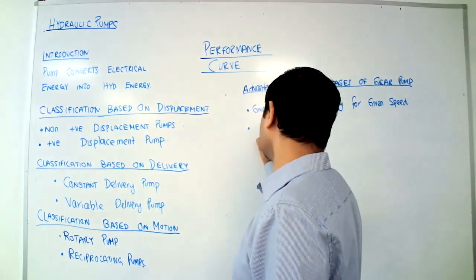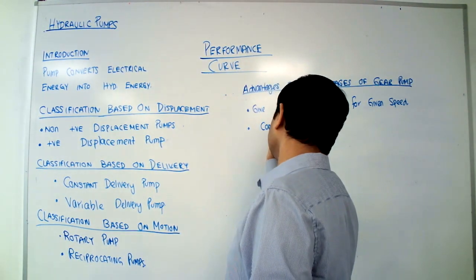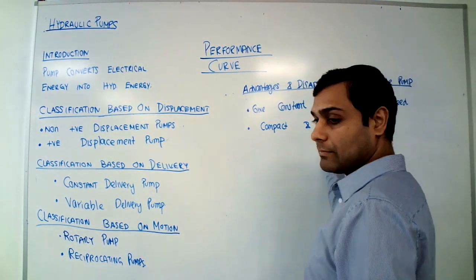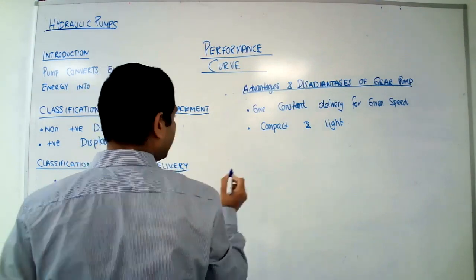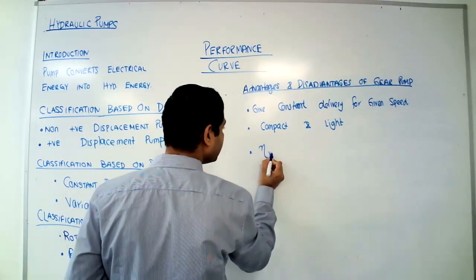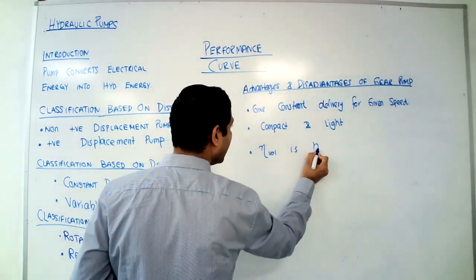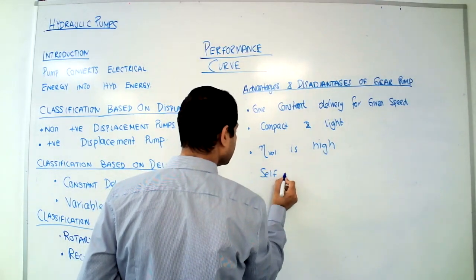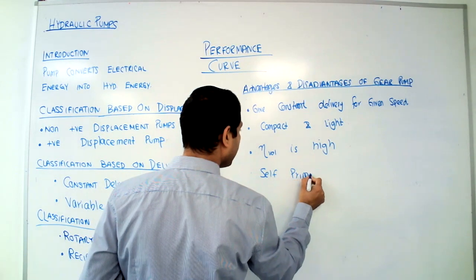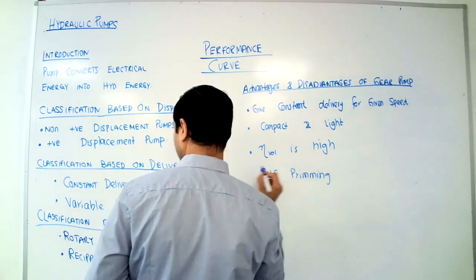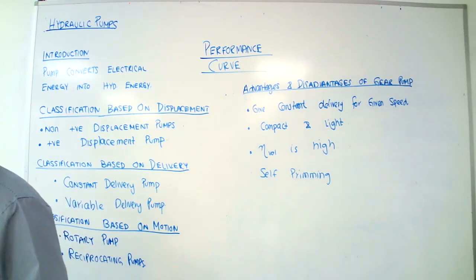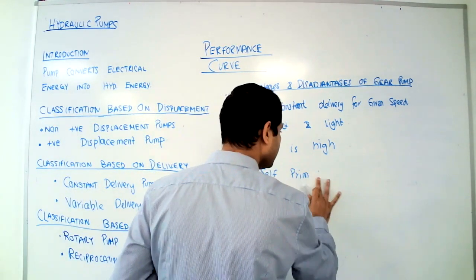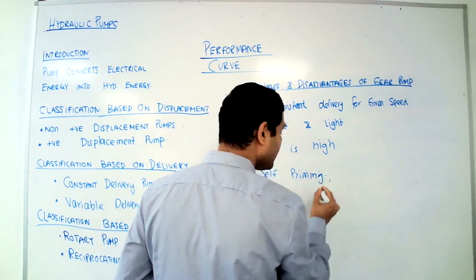They are compact and light. Volumetric efficiency is high, and they are self-priming. I think there is single M, not double.